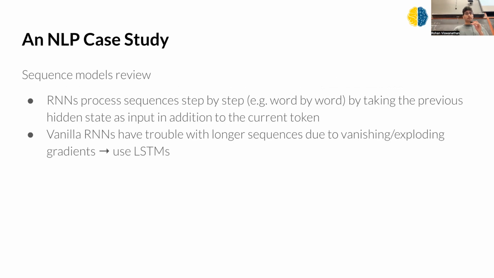Quick case study. We can remember that RNNs or recurrent neural networks process sequences step by step, right? There's almost like a feed-forward neural network that's rolled out over time, word by word, by taking the previous hidden state as an input in addition to the current token and using that to make some informed decision for a future state. Vanilla recurrent neural networks have trouble with longer sequences due to the vanishing or exploding gradient problem, right?